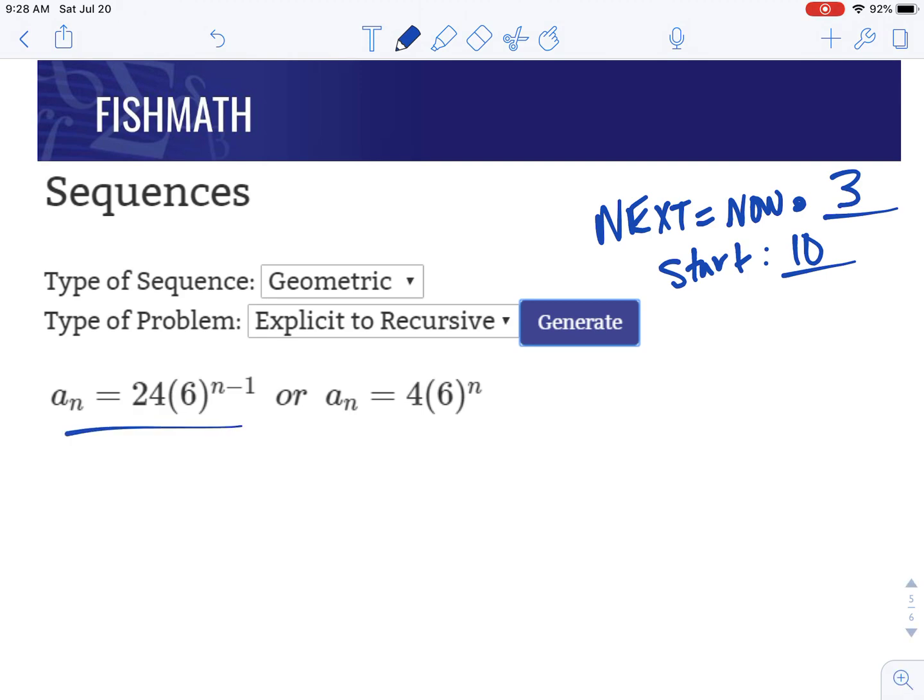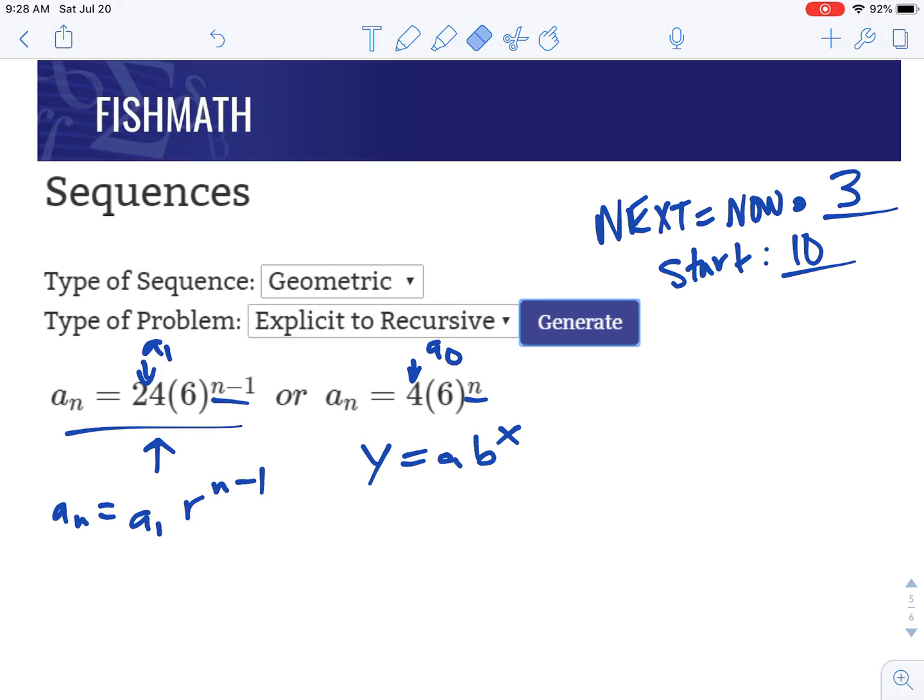The left side here is how you typically would see it on the Regents reference sheet, where it's a1 times r to the n minus 1. But the one on the right is what we're typically used to for exponential functions, where it's y equals a times b to the x. So the 4 would be a0, and this 24 would be a1. That's the big difference here, besides the n minus 1 and the n. And you have to know which one's which.